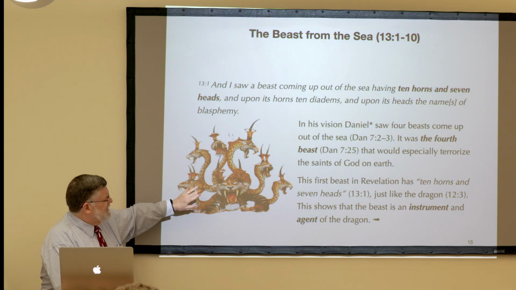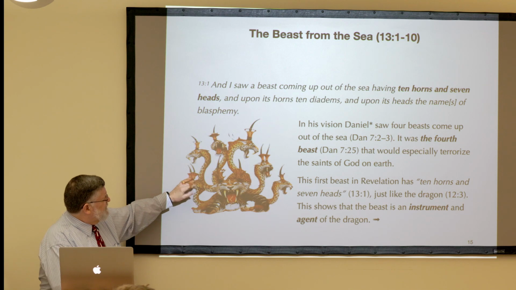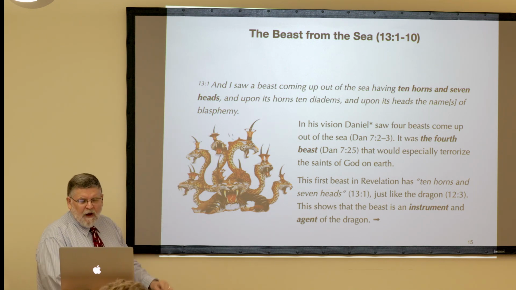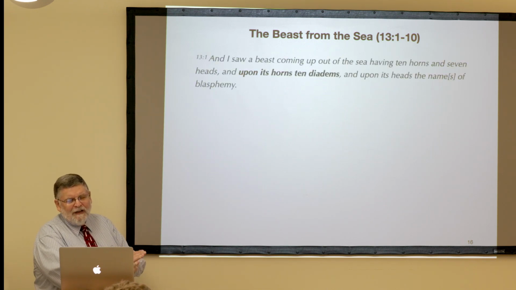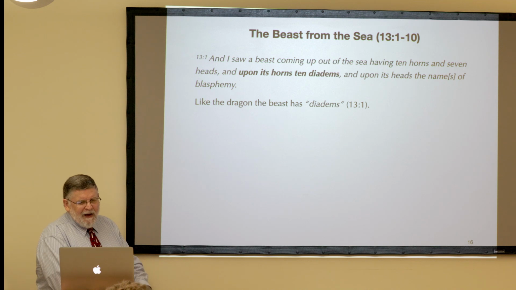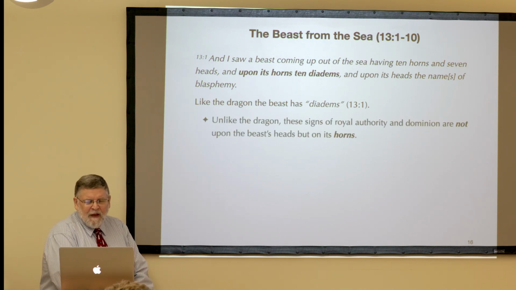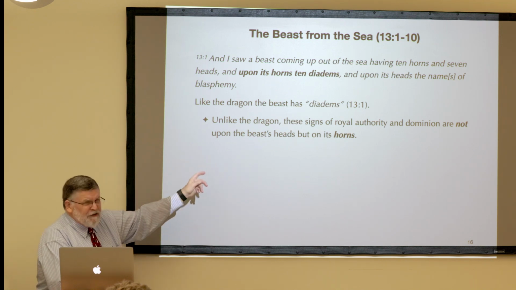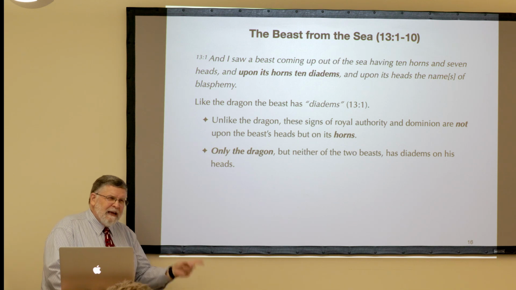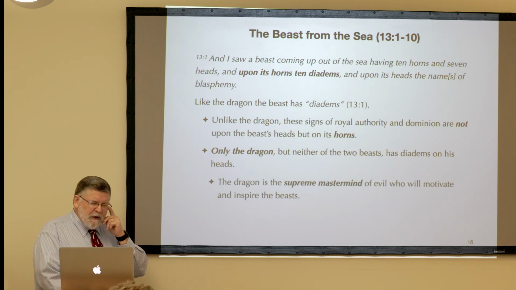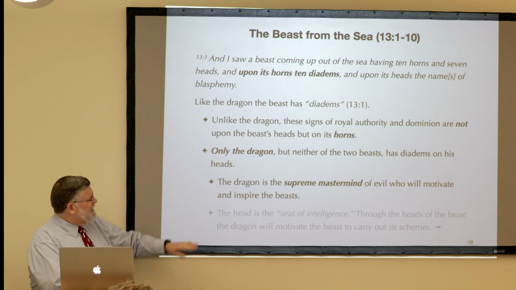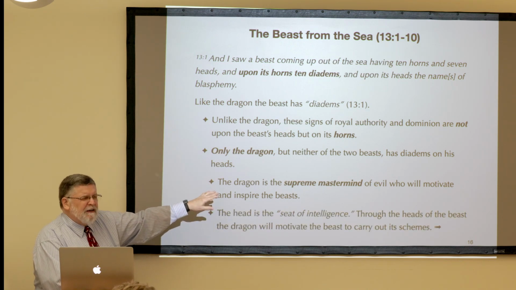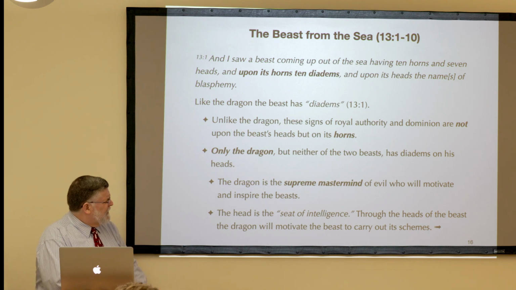The 7 heads emphasize that this is an agent of the dragon. So it's not going to do all the stuff by itself. It comes here to help the dragon do its best. 10 diadems, a sign of authority, a sign of dominion. But notice they're not on the heads, but on its horns. The dragon had them on its heads. That's the only one. Neither of the 2 beasts we'll find there will do that. So it really emphasizes who's behind it. The mastermind of it all is the devil. And we'll see this later on too.